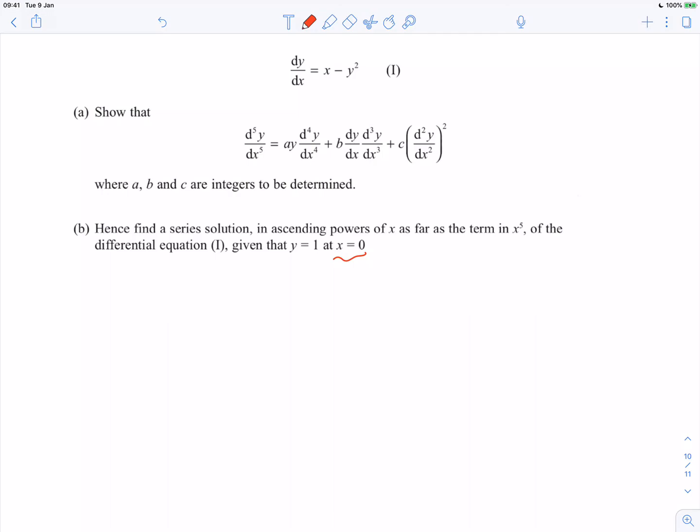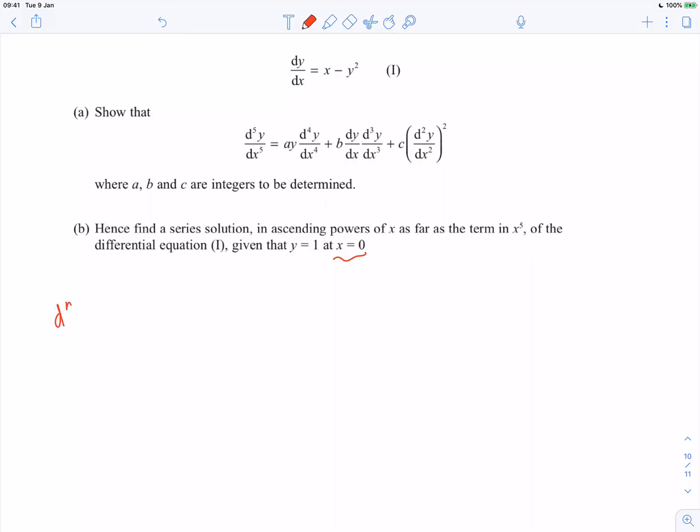So for part A(i), show that the fifth derivative of y with respect to x is that horrible thing. Jesus. Okay, so, okay, fine. Let's just do it. So if I've got dy by dx, right, okay. Let's define a few things to save a lot of time.